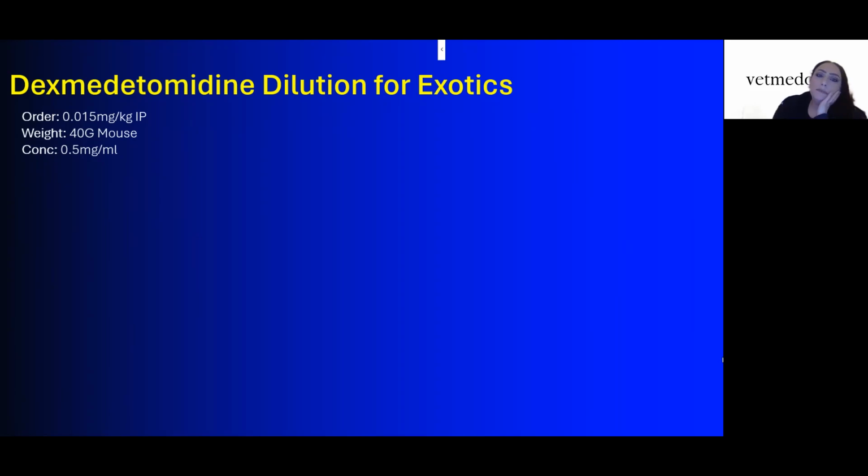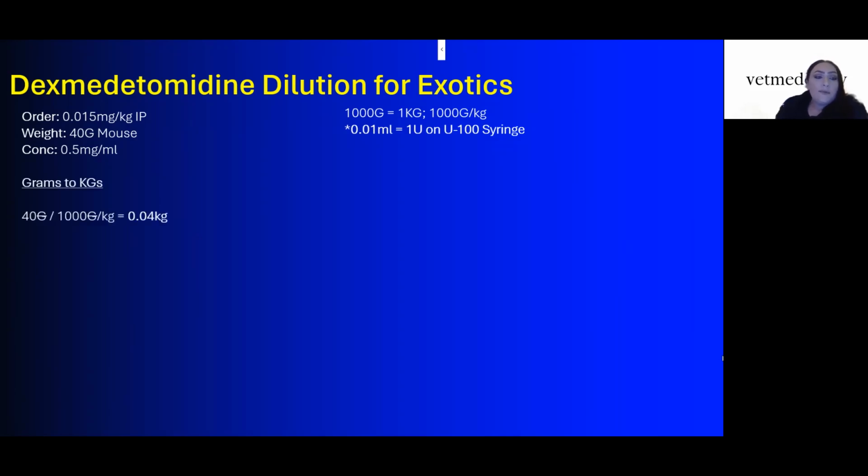All right. So our order, 0.015 mg per kg IP for a 40-gram mouse. Our concentration is 0.5 mg per mil of dexmedetomidine. We need to know that 1,000 grams equals 1 kilogram. So 1,000 grams per kg, and that 0.01 mils equals 1 unit on a U100 syringe. First, we want to work out grams to kilograms. 40 grams divided by 1,000 grams per kg gives us 0.04 kgs.